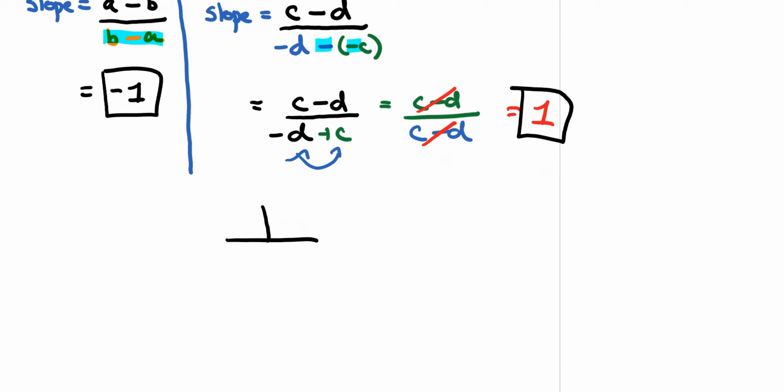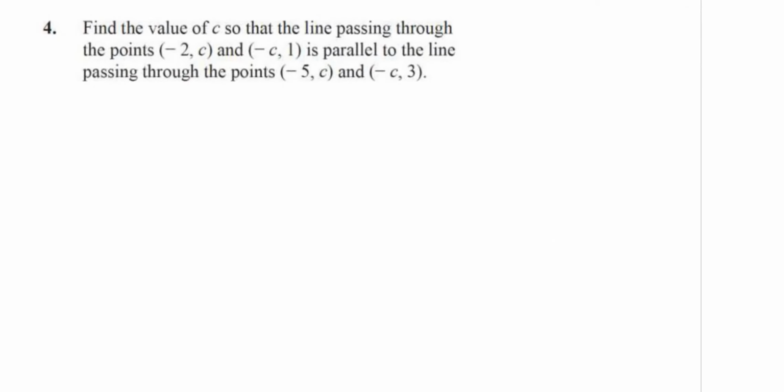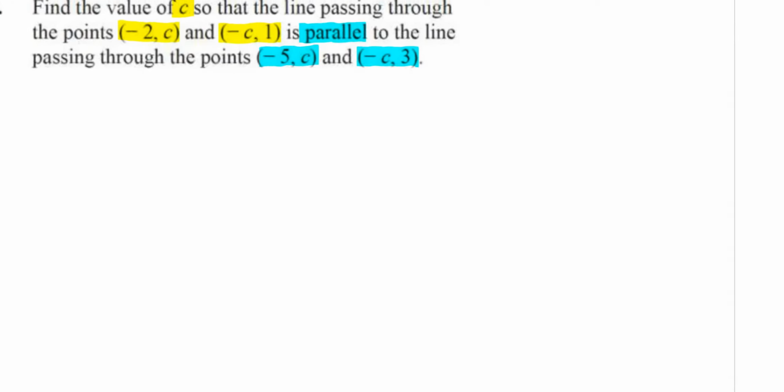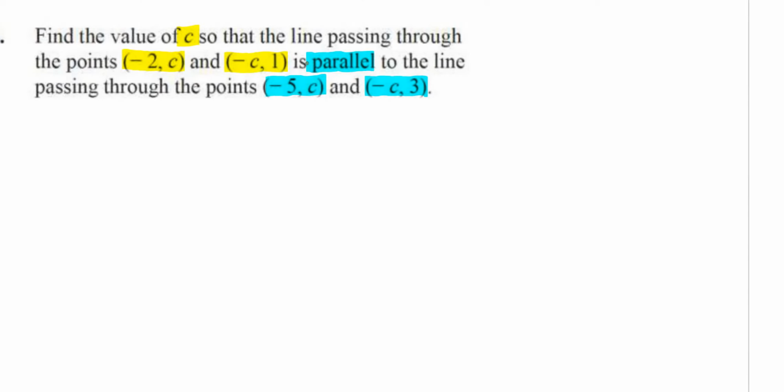Okay, let's move on to the next set of questions assigned from the homework. So next question here is going to be question number 4. All right, so find the value of C so that the line passing through the points -2, C and -C, 1 is parallel to the line -5, C and -C, 3. Okay, now the key word here is parallel, right? Parallel means the slopes are equal. All right, so I have a slope for the yellow coordinates and I have a slope for the blue coordinates.